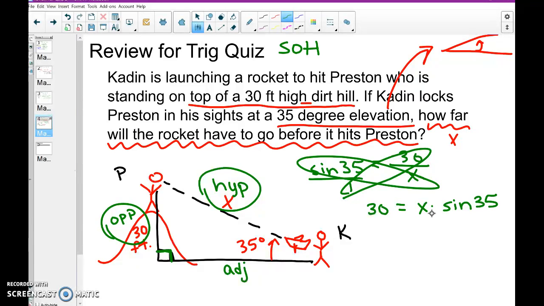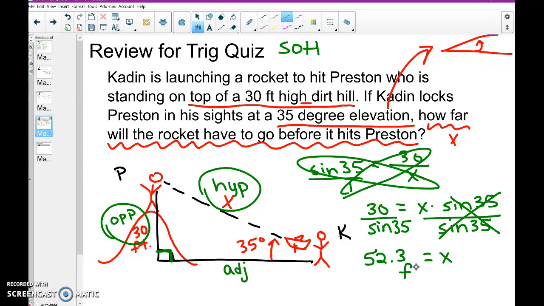Well, my goal is to get this guy by itself. I want X alone. So to get rid of sine of 35, divide it on both sides. Cool, now we're getting X by itself. Okay, well, if I do my calculations correctly, 30 divided by sine of 35 comes out to about 52.3, and make sure you put your label. It is feet. So the rocket is going to travel about 52 feet through the air to hit poor Preston in the face by his good friend Caden.